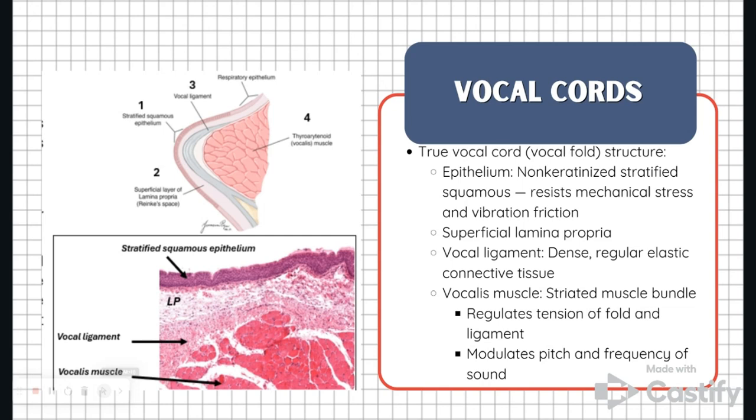Okay, I want you to know here, in the vocal folds, you have the ligament, which connects the lamina propria with the vocalis muscle. The vocalis muscle is going to control pitch and sound.